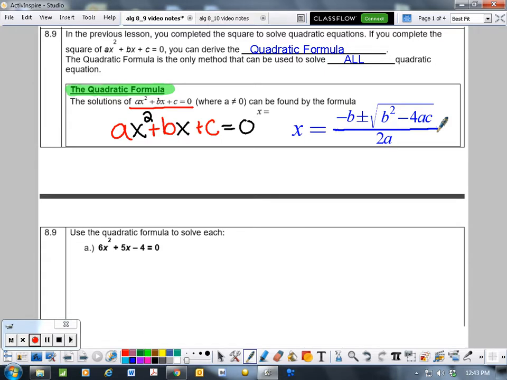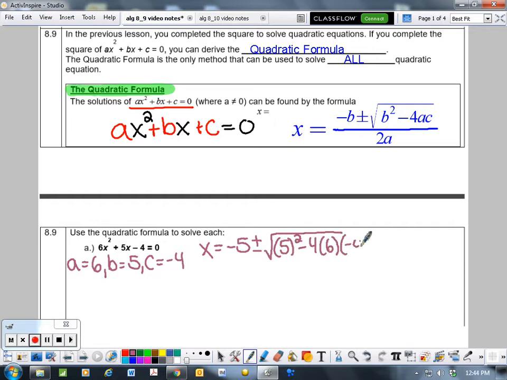So we're going to go ahead and move to our first problem, where we're going to identify our a value, which is 6, our b value, which is 5, and our c value, which is negative 4. And we're going to plug those into our quadratic formula. So x equals negative b plus or minus the square root of b squared minus 4 times our a times our c. Now the whole thing is over 2a.